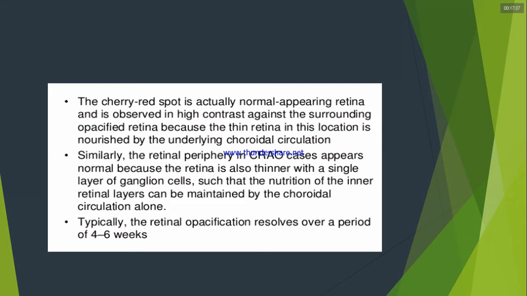Similarly, the retinal periphery in CRAO appears normal, because the retina is also thinner and has a single layer of ganglion cells, such that the nutrition of the inner retinal layer can be maintained by the choroidal circulation alone. So it is very important to remember the blood supply of the retina. Typically retinal opacification resolves over a period of 4 to 6 weeks.